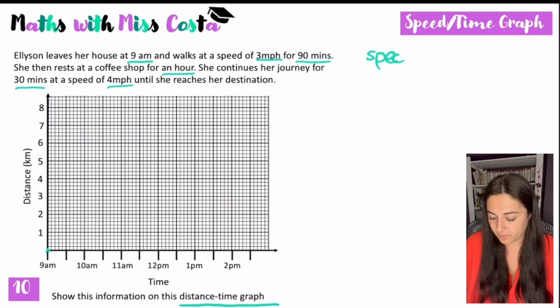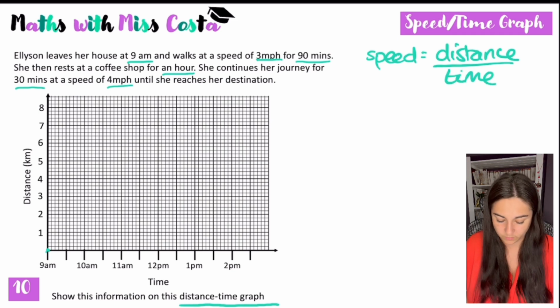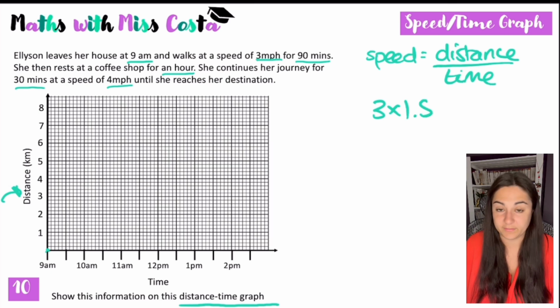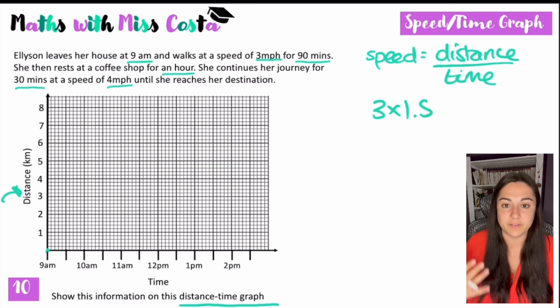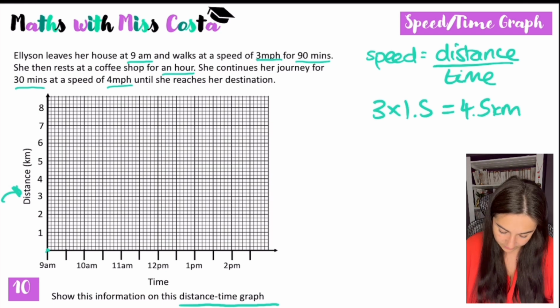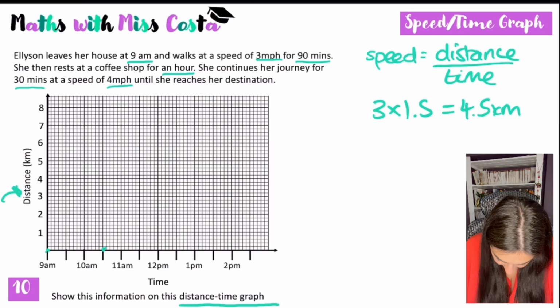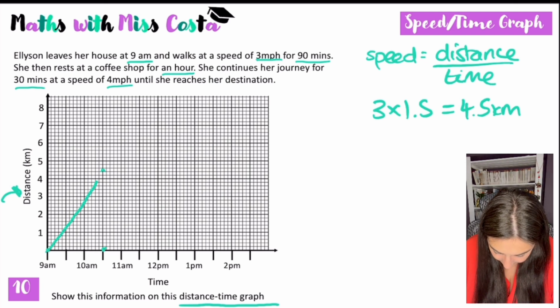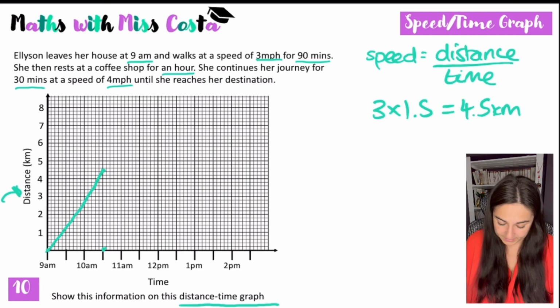So speed is distance over time. How could I figure out how much distance she's walked? Because that's what the y-axis is. I would do speed 3 times by time, which is 1.5. You always write your time as a fraction of an hour. So 3 times 1.5 gives you 4.5. So you know she's walked 4.5 miles in the first 90 minutes. So 90 minutes would take me to 10:30 over here, and I look for 4.5, which will be over here. Now, I don't know how to use a ruler on this program, but hopefully you have a ruler. So you would just draw a straight line going up to 4.5.